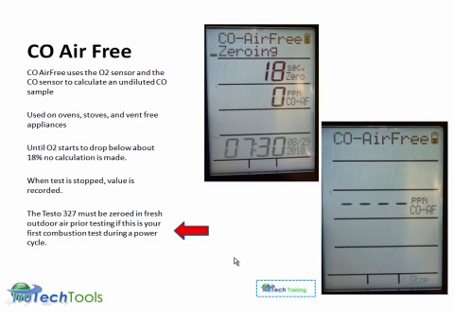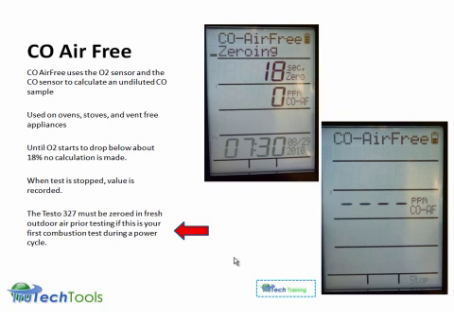CO air free is the next measurement I want to talk about, and CO air free uses the O2 sensor and the CO sensor to calculate an undiluted CO sample. We use this in ovens and stoves and vent-free appliances, and it will not even start to register until the O2 drops below 18%. When the test is stopped, the value is recorded.